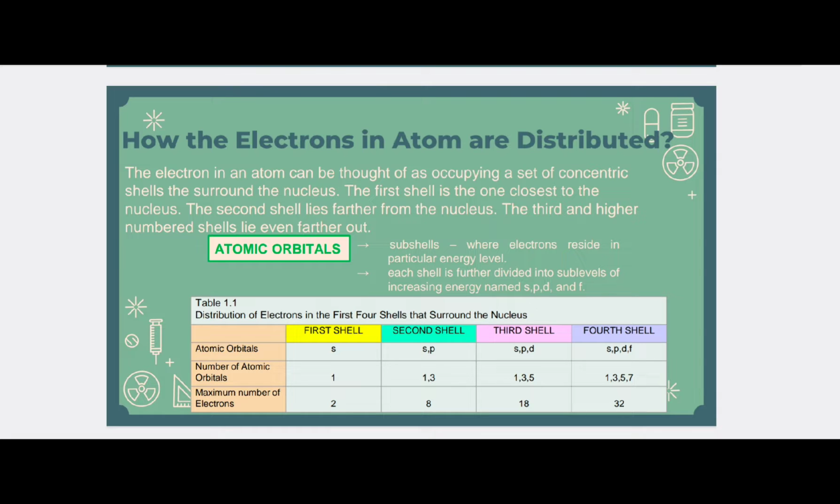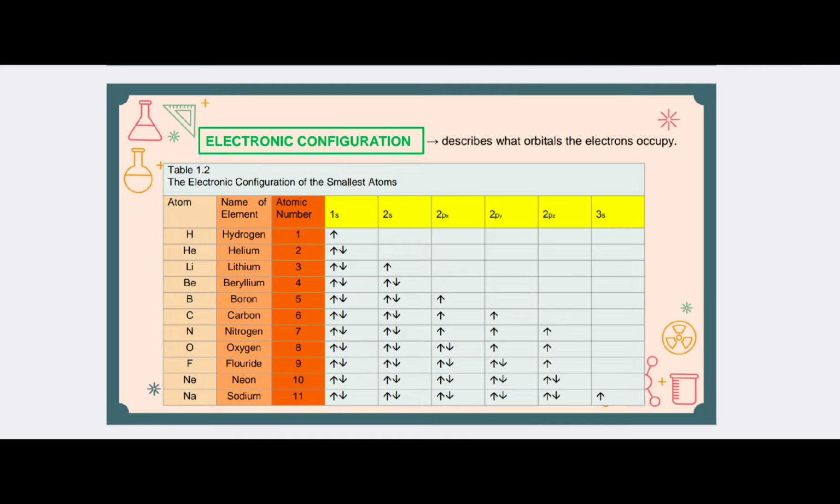Each shell is further divided into sublevels of increasing energy, named s, p, d, and f. Electronic configuration describes what orbitals the electrons occupy. Three rules specify which orbitals an atom's electrons occupy. 1. An electron always goes into the available orbital with the lowest energy.